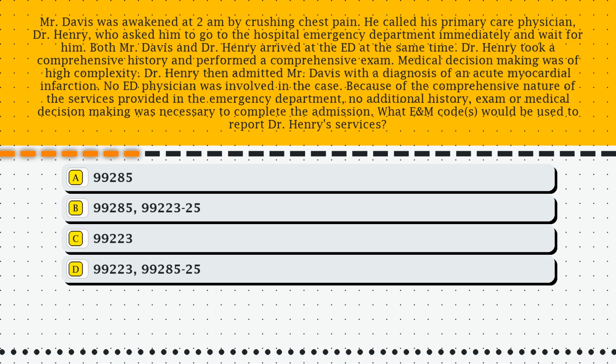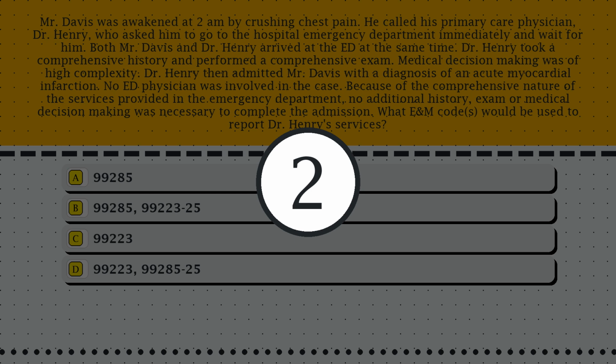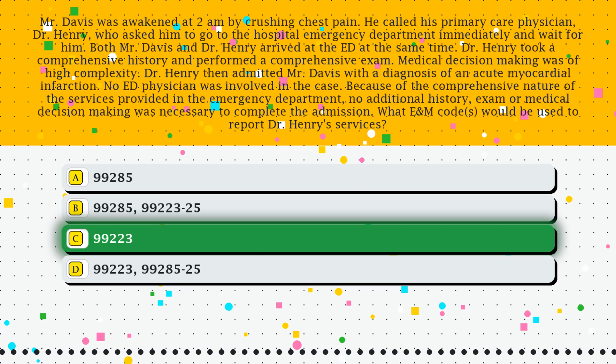Option A, 99285. Option B, 99285, 99223-25. Option C, 99223. Option D, 99223, 99285-25. The correct answer is option C, 99223.